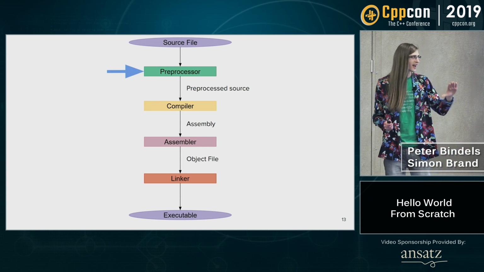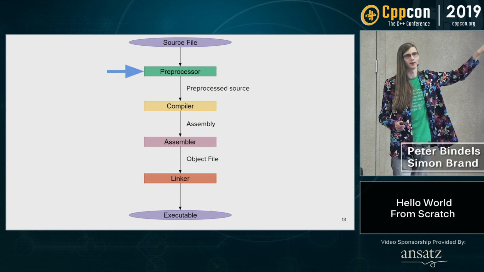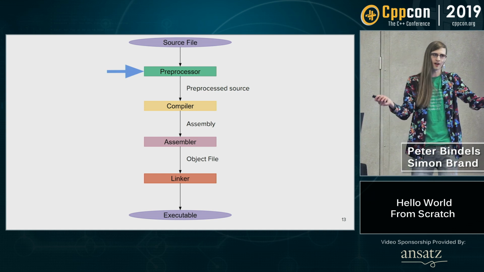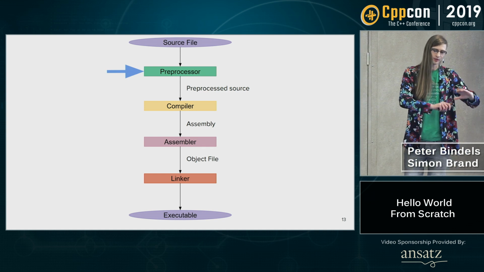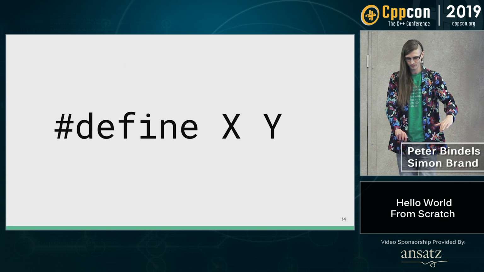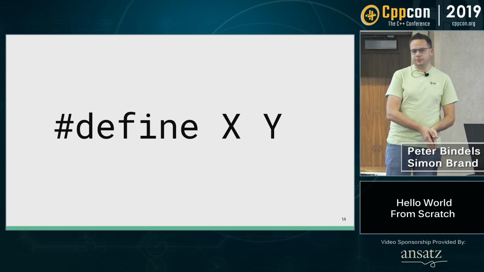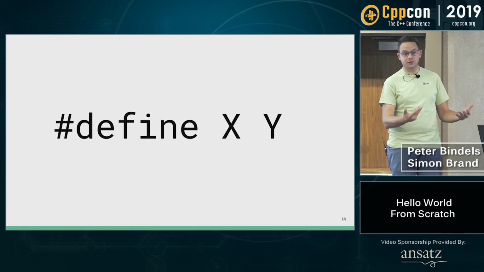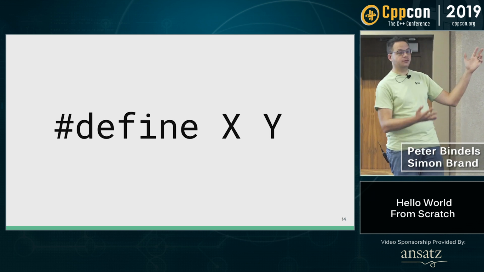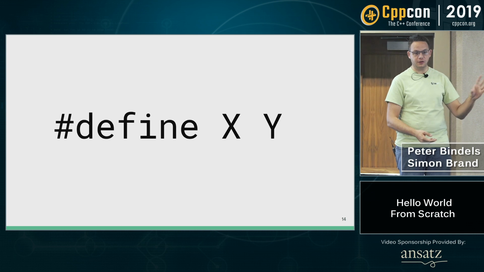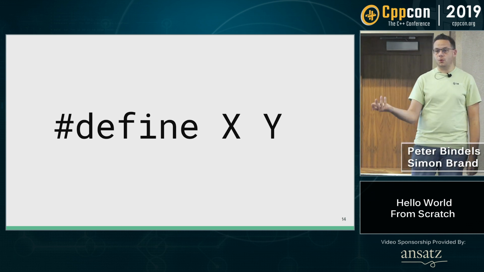So before we get into the compiler, we are in preprocessor land. We have a source file, and we want to output preprocessed source. So we have a preprocessor, and it does a couple of things. It, for example, has a simple statement, which is define. It defines a macro. In this case, it defines x to be transformed to y. So any x in our source code will be transformed to a y.